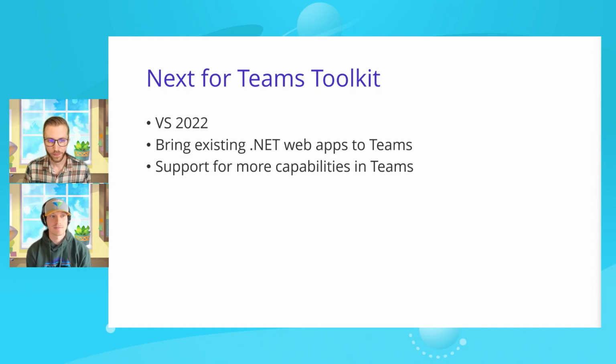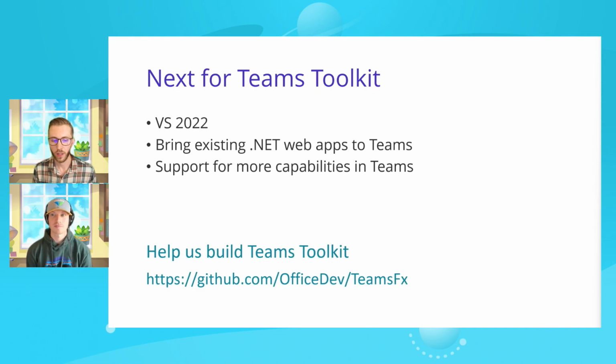Cool. And then earlier we showed all the extensibility points of the Teams platform. Right now, the Teams Toolkit supports tabs and bot experiences. And so we want to be able to support all of those capabilities. So if you're a .NET developer and you want to bring your app to Teams in any of the ways that are possible, then you should be able to do that with Teams Toolkit. And there's a lot of other cool things that we've been discussing that aren't listed here. So I encourage you to help us build Teams Toolkit. You can visit the GitHub repo, which is officedev/TeamsFX. And that's really the main repository for the TeamsFX project, which includes Teams Toolkit and lots of the tooling that supports it. And so you can start a discussion there, create an issue, and really build with us.